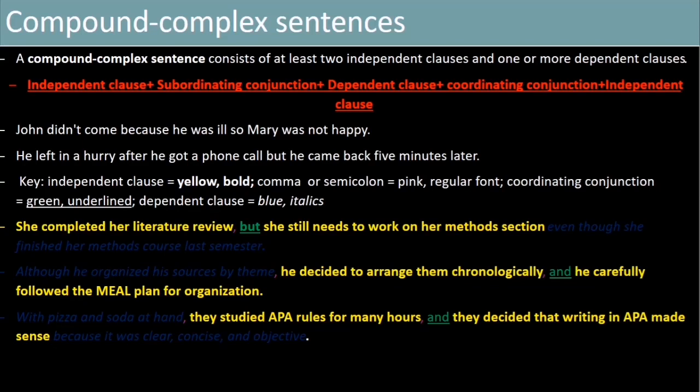Now look at the examples. John did not come. This is an independent clause. Because. Now, because is a subordinating conjunction. He was ill. "Because he was ill" itself is a dependent clause. Now "so" is a coordinating conjunction. Mary was not happy, and now Mary is an independent clause.